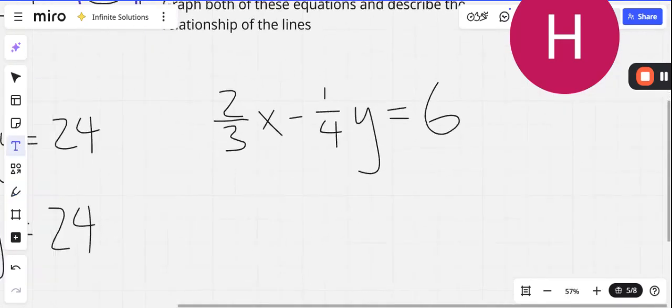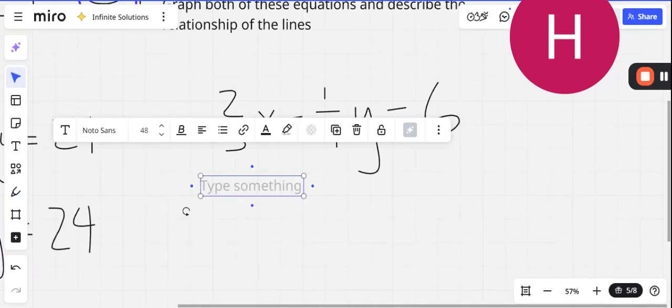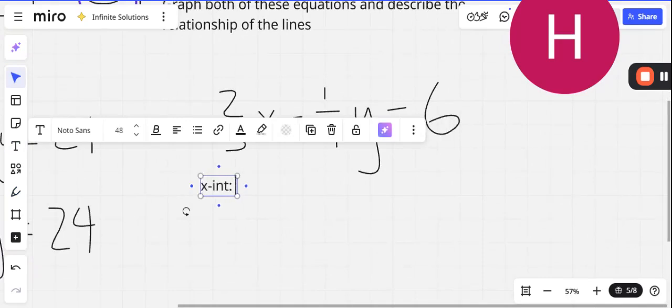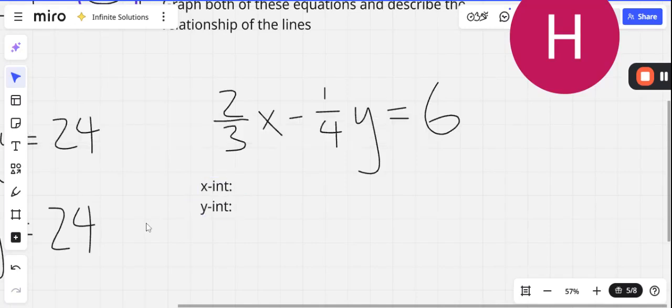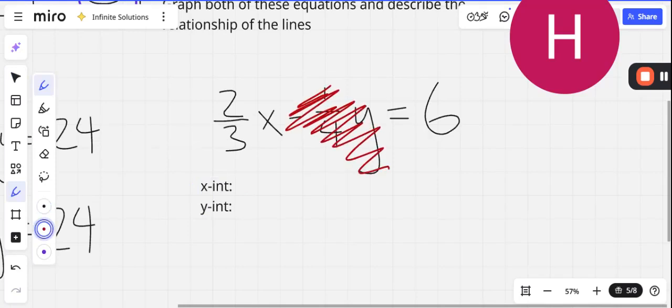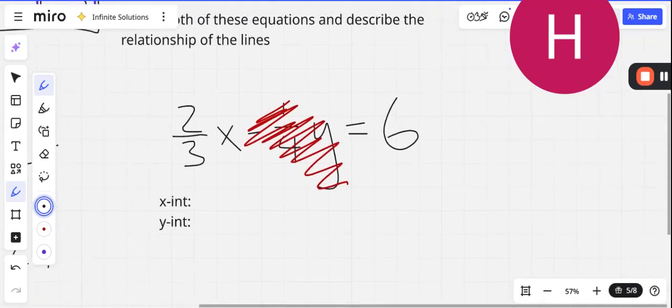The reason why it's easiest to graph in this format is because we can use the intercepts very easily. What is the x-intercept going to be? What is the y-intercept going to be? Well, the x-intercept is when y equals 0. So we just cover this up, right? And we solve, and we say that 2/3 of x equals 6. So 2x equals 18, and x equals 9.